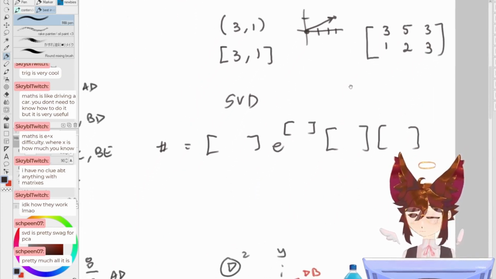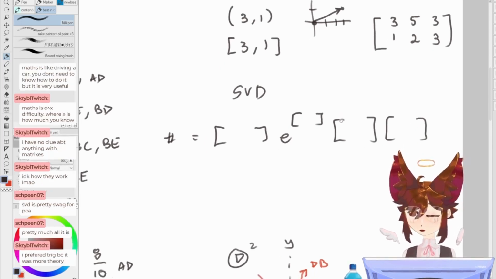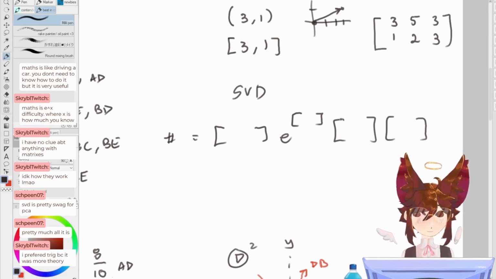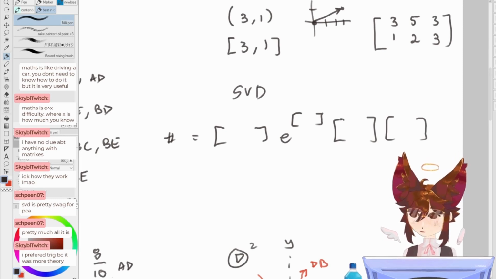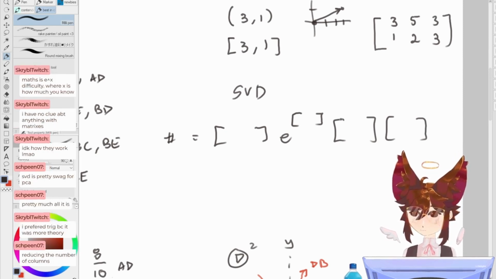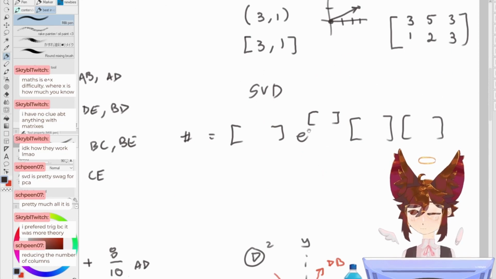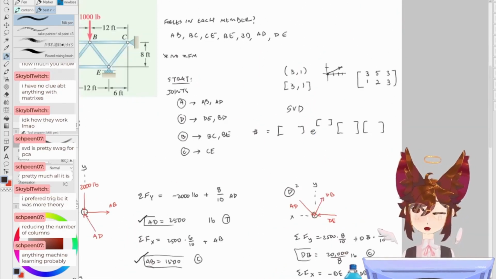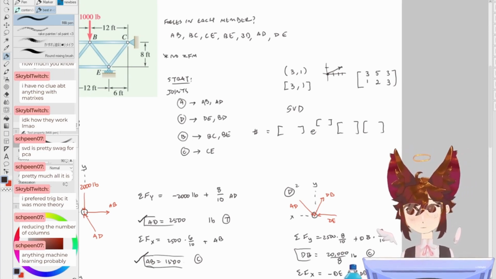SVD is pretty swag for PCA. PCA is, oh, in my brain, I actually think I studied a PCA algorithm. PCA is for facial recognition, right? Reducing the number of columns. Oh, yes, yes, yes. Because I did some AI stuff a while back. Anything machine learning. Yeah, I studied it.